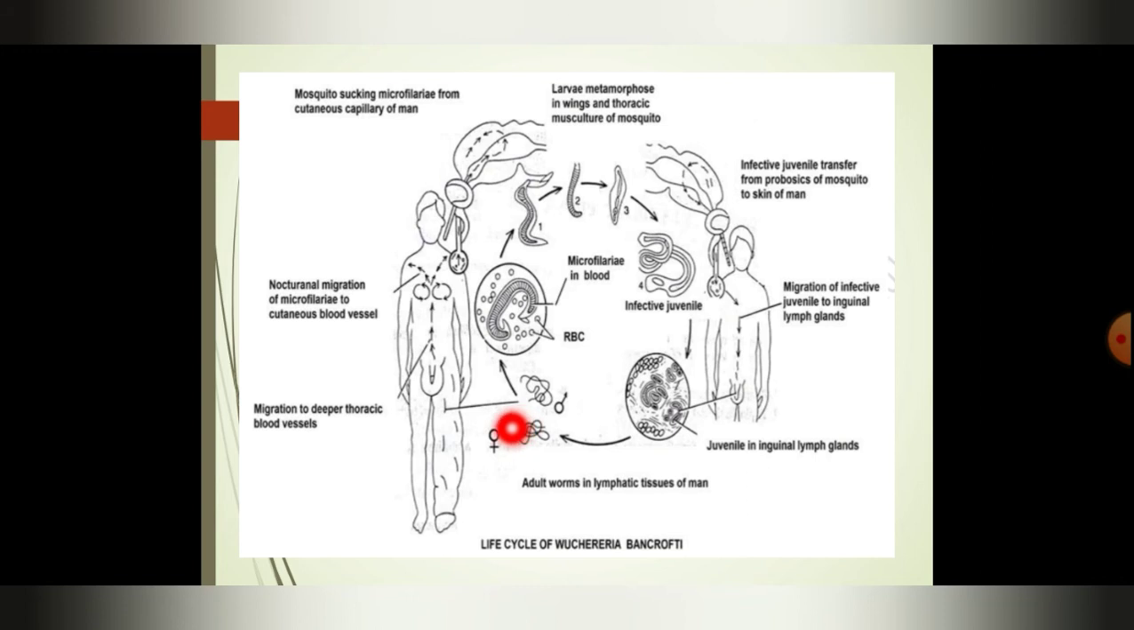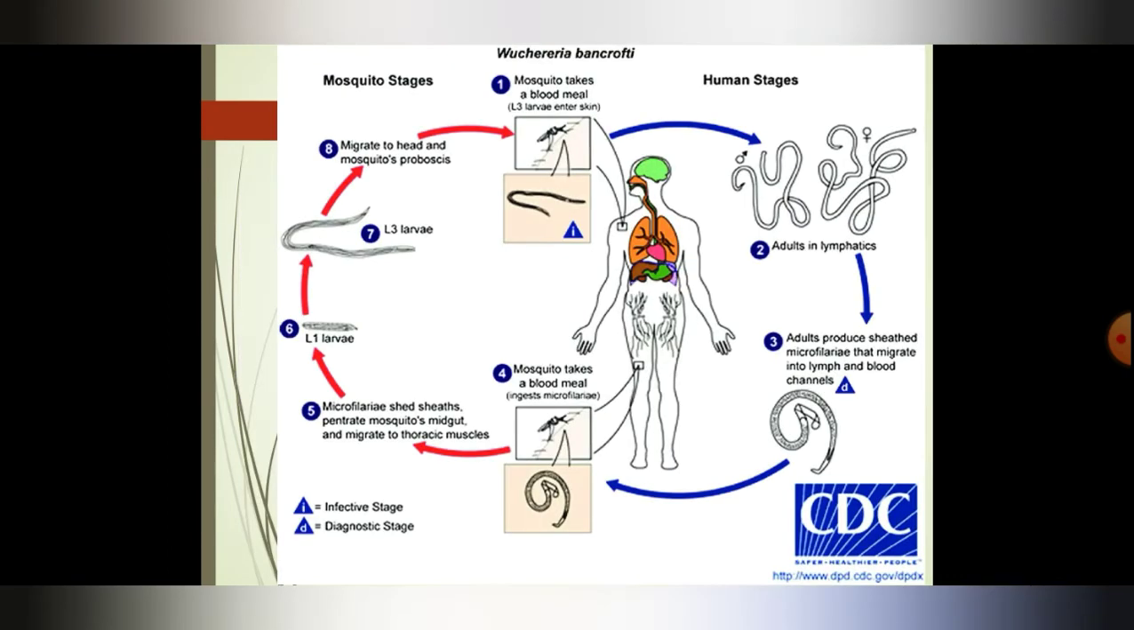Okay, and migration to the deeper thoracic blood vessel. It may migrate, nocturnal migration of microfilaria to cutaneous blood vessels. At night time the microfilaria will enter the blood, and here you can see the microfilaria in the blood. Okay, so again if at this stage the mosquito bites, it will enter into the mosquito's body and then it will show the changes and the life cycle will continue.